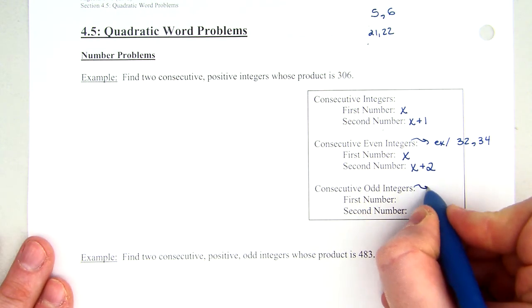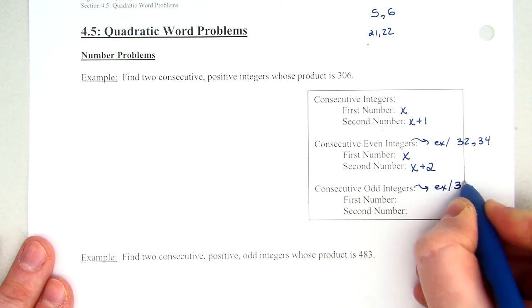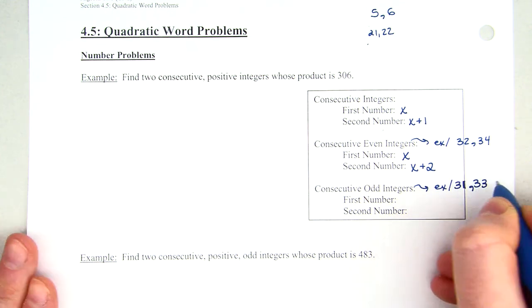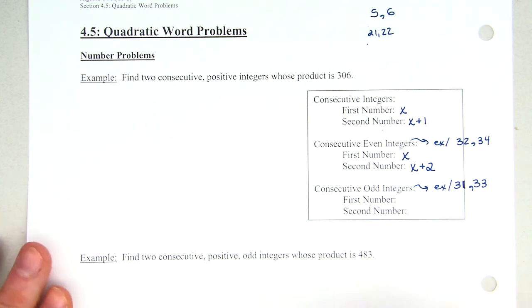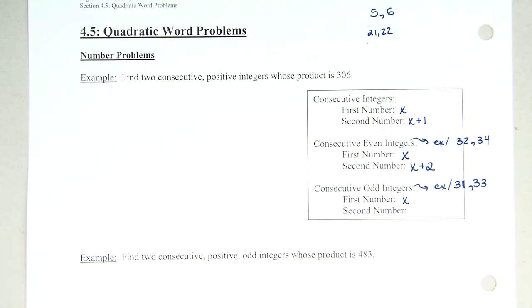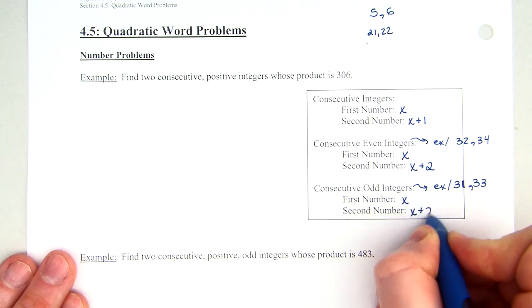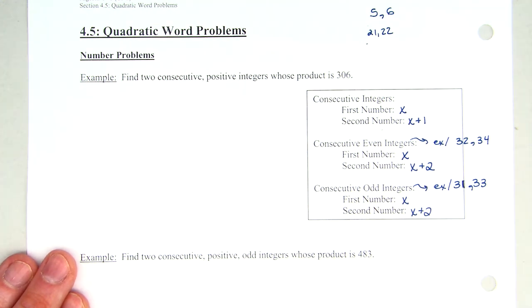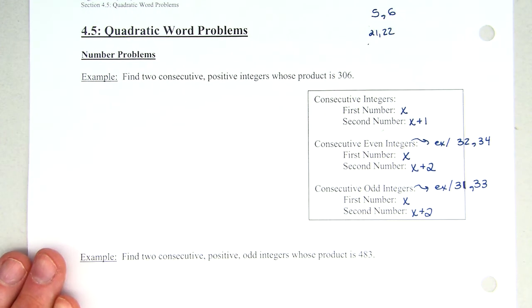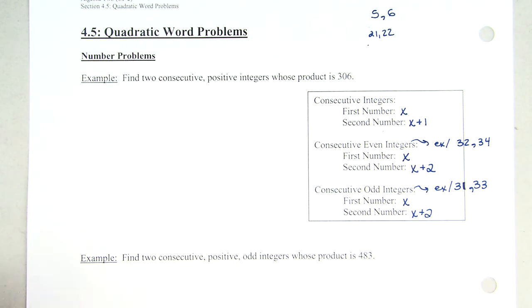Consecutive odd integers. For example, numbers like 31 and 33. The first number is x. What would the second number be there? I think it's actually going to be the same as the even integers, because all you have to do is add 2 to get to the next number. We're going to make it x and x plus 2. We're going to need to use these ideas throughout our number problems.